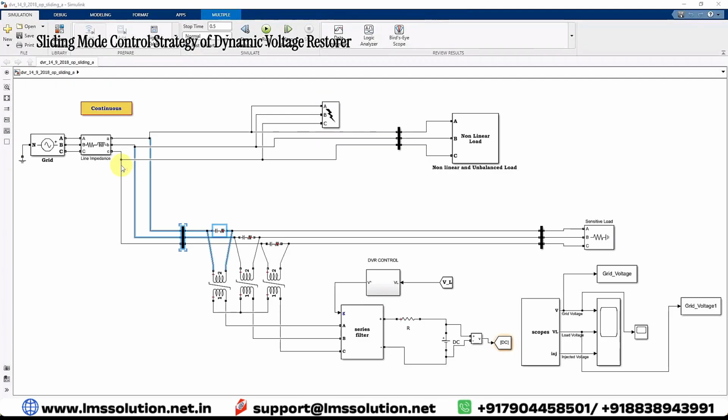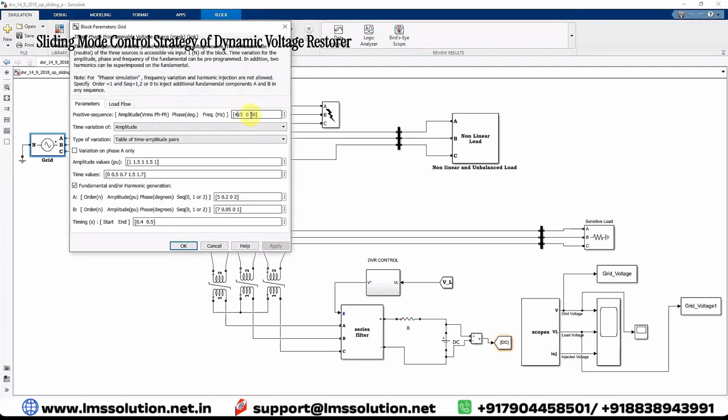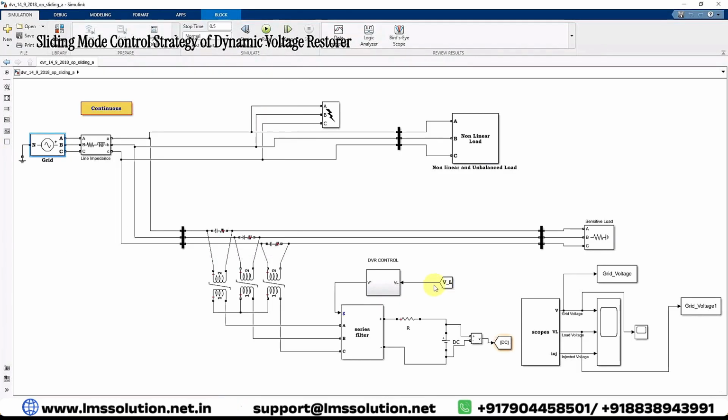Further, we have to install the DVR here. DVR is one kind of series filter. So this is the DVR, and here we need to measure the load voltage. That means this one. The load voltage is given to this DVR control, and this series filter also has a DC source. The source has a voltage of 415 V and 50 Hz, and we measure the load voltage from here and give it to the DVR control.